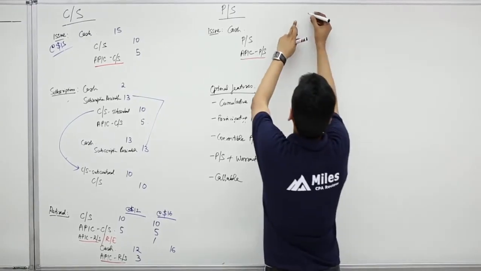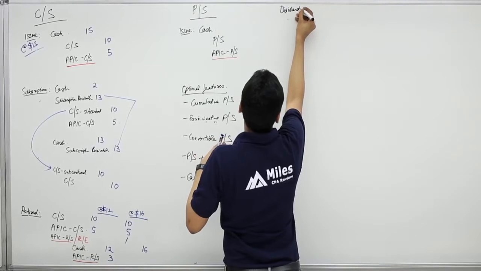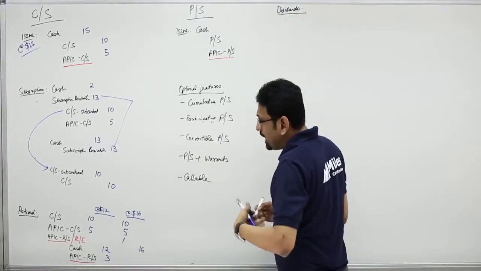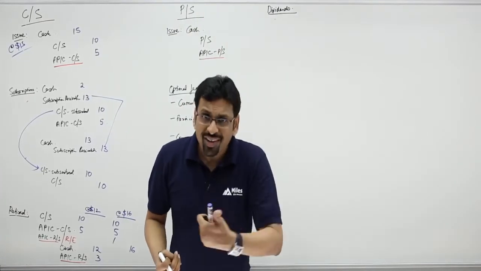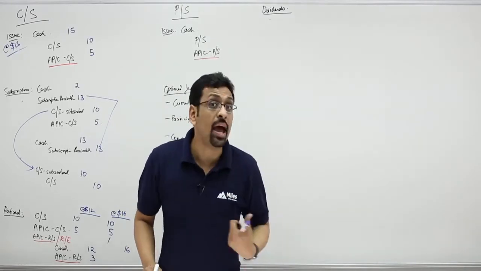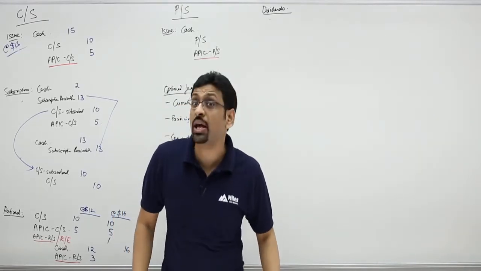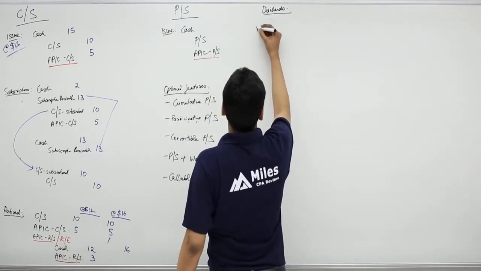So we've got dividends here. And whenever we're looking at dividends, we are looking at 3 dates for dividends. First date is when the dividends are declared by the board. So they announce that we're going to be paying out dividends to you stockholders. So that's the date of declaration.